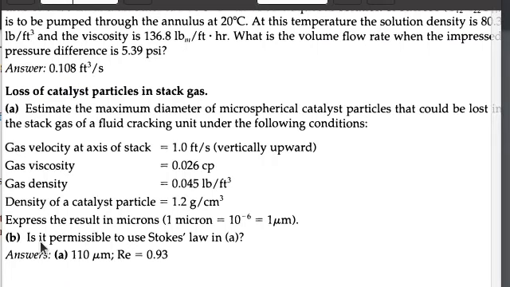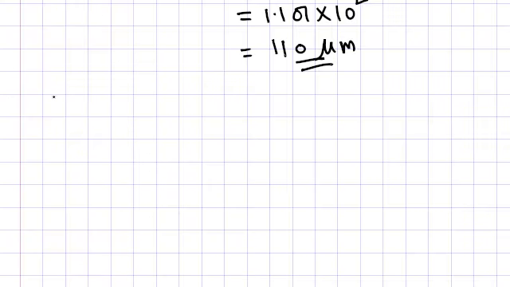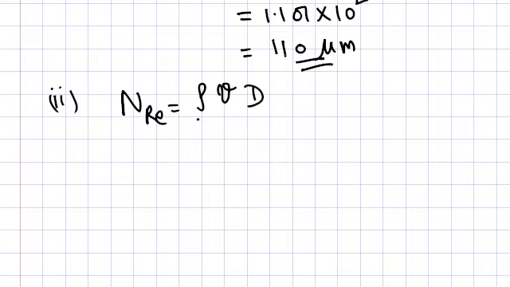Now the second part: is it permissible to use Stokes law? So here we will get the Reynolds number. For calculating the Reynolds number, we will write the formula rho v d by mu, where v is the velocity of the fluid, and actually it is the terminal velocity in our case. So put all these values from that data, and what you will get after that is 0.93.